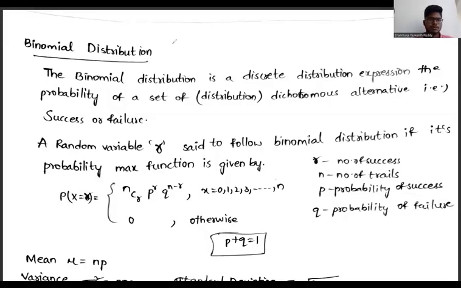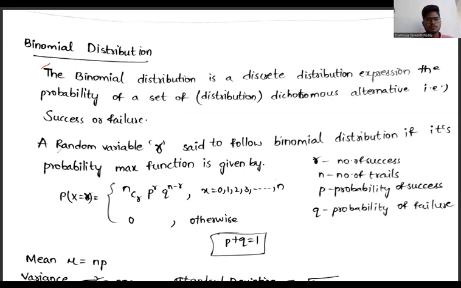Hello everyone. Today we are going to discuss binomial distribution and Poisson distribution problems in this session. First of all, let us know what binomial distribution is. Here is the definition: it is a discrete distribution which considers successes or failures.